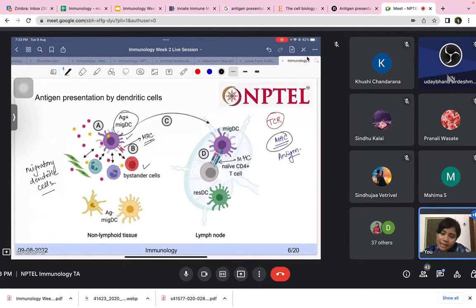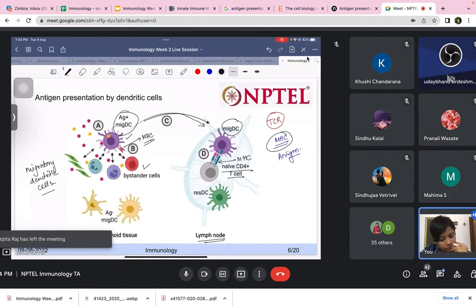So the dendritic cells now migrate to the lymph nodes. Here you can see the dendritic cells are migrating to the lymph node, and once they migrate to the lymph node, they come in contact with these naive CD4 T cells. I discussed previously that naive CD4 T cells are T cells which have not met the antigen yet, right? So these are naive T cells, and then these migratory dendritic cells present their antigen with the help of these MHC molecules, and then the subsequent activation of these naive T cells takes place, right?